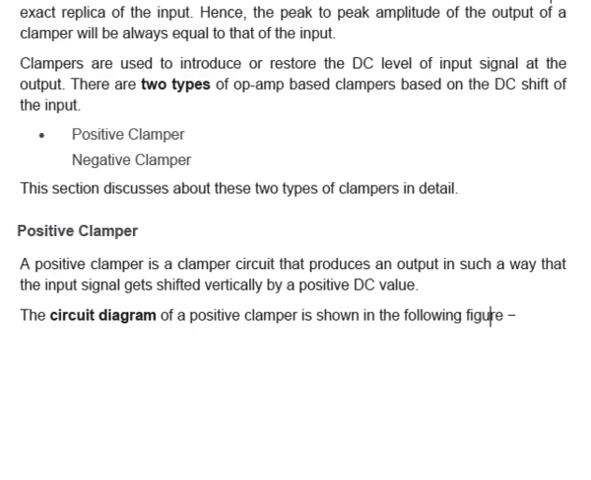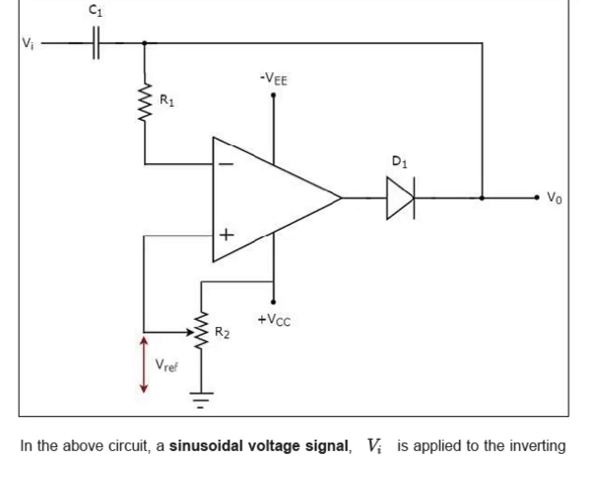Positive clamper. A positive clamper is a clamper circuit that produces an output in such a way that the input signal gets shifted vertically by a positive DC value. The circuit diagram of a positive clamper is shown here. Now, this is the circuit of the positive clamper.